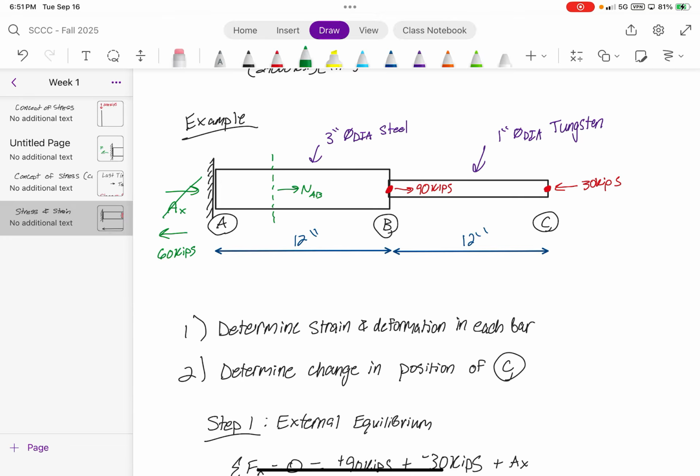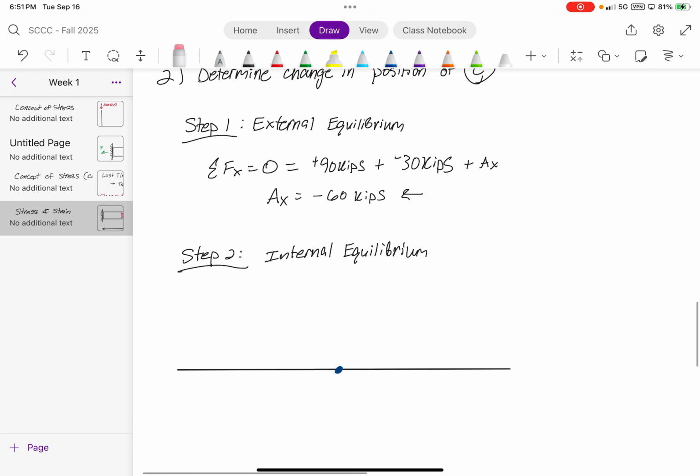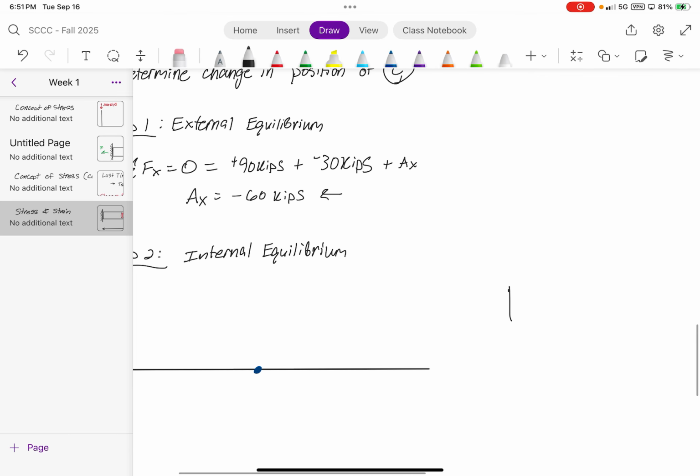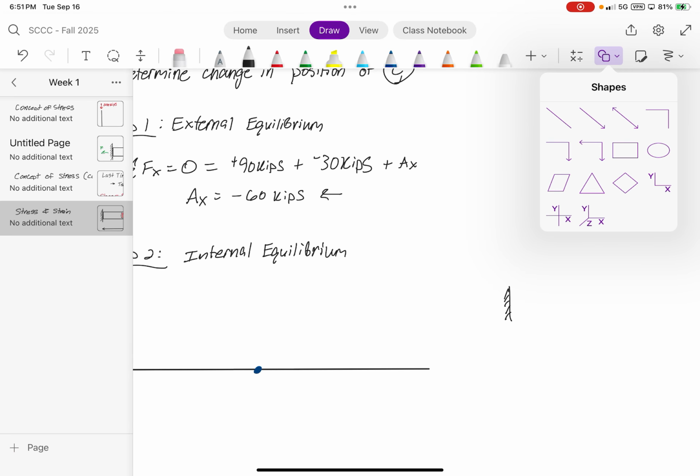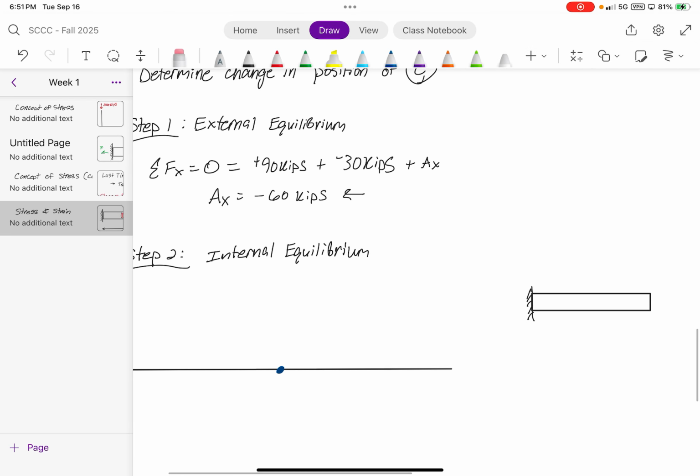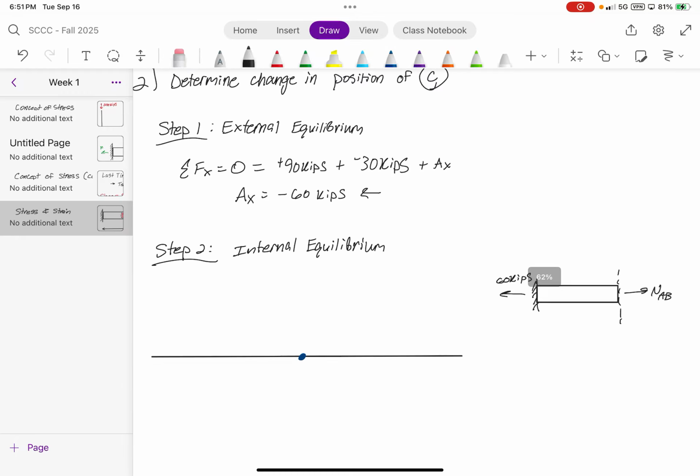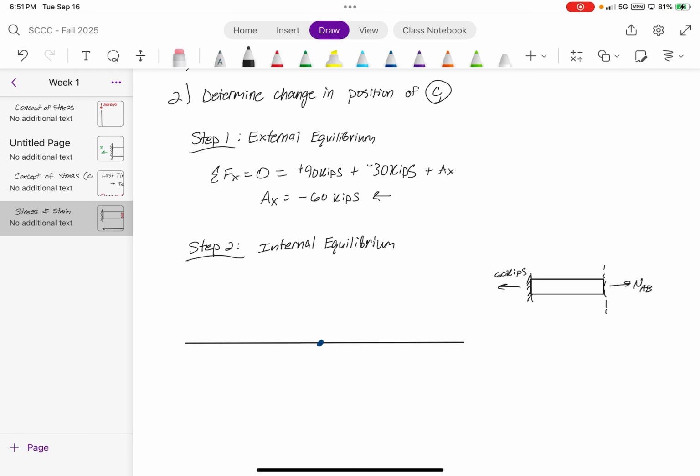Let's cut a section. So let's draw our internal force diagram. We've got this bar here. We're cutting a section through it. 60 kips is moving to the left. And we've got NAB going to the right. What is NAB going to equal? In tension or compression? Tension. Why?